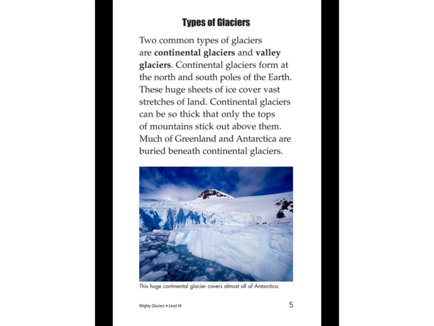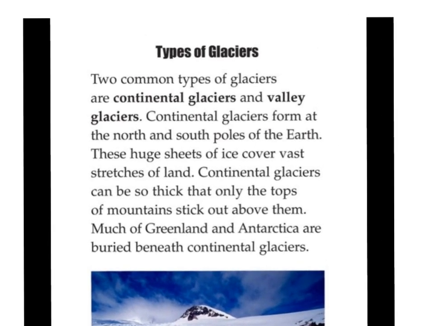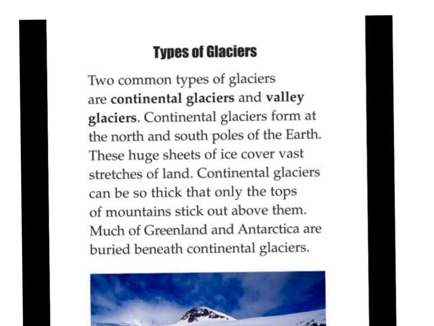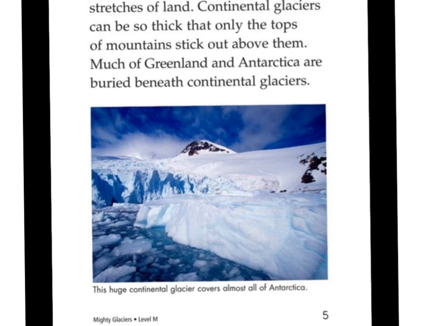Next, types of glaciers. Two common types of glaciers are continental glaciers and valley glaciers. Continental glaciers form at the north and south poles of the Earth. These huge sheets of ice cover vast stretches of land. Continental glaciers can be so thick that only the tops of mountains stick out above them. Much of Greenland and Antarctica are buried beneath continental glaciers. Look at it. Can you see? It is in Antarctica, but we can see that there is a mountain, and this is another mountain. So imagine how tall and how thick the ice is to cover a mountain.